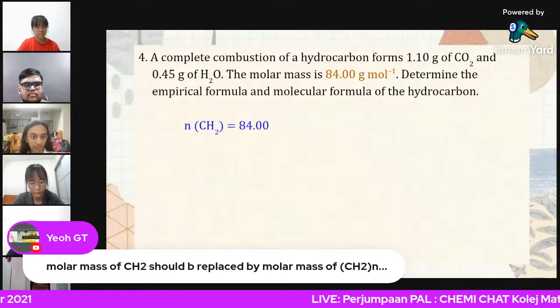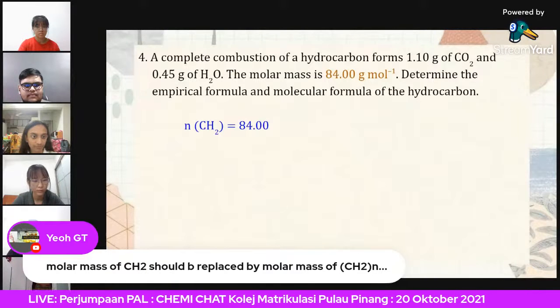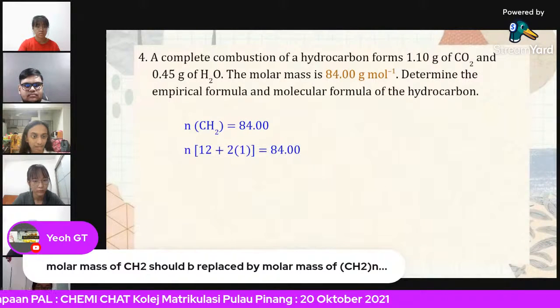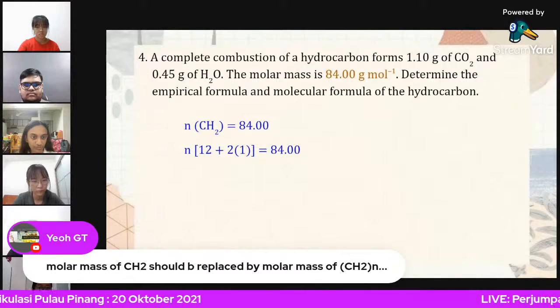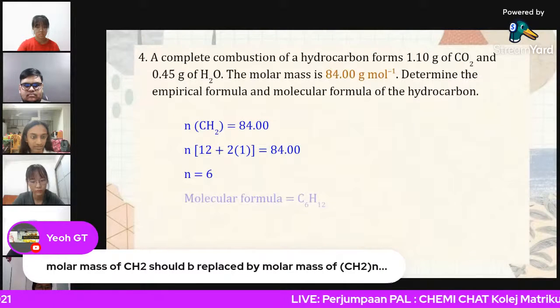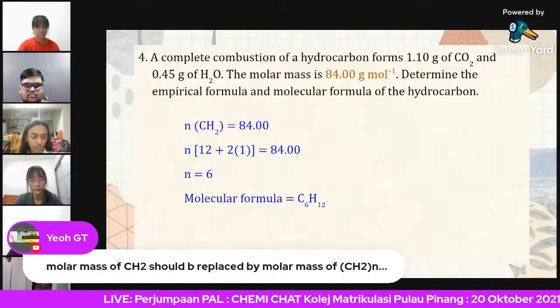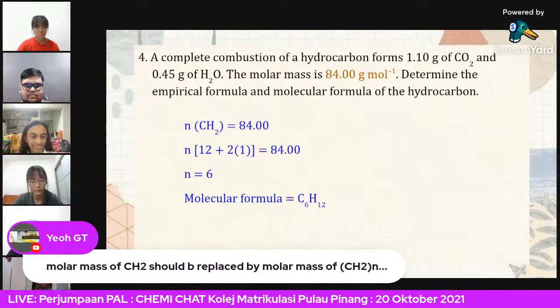To find the molecular formula, we have to take N times CH2, you will get 84.00. N times 12 plus 2 times 1 equals 84.00. N equals 6. So when you substitute N into the CH2, the molecular formula will be C6H12.